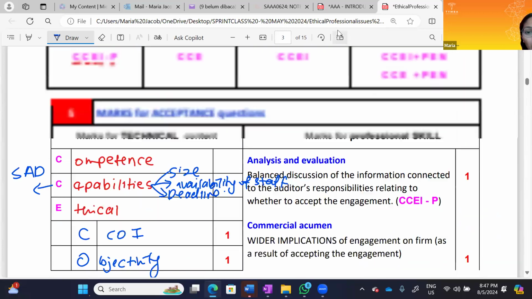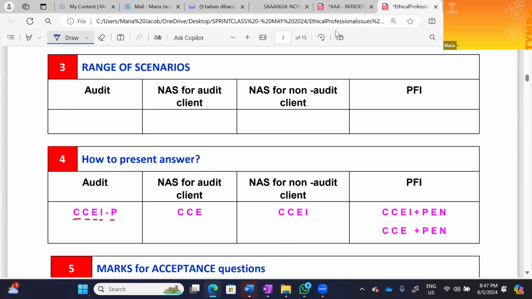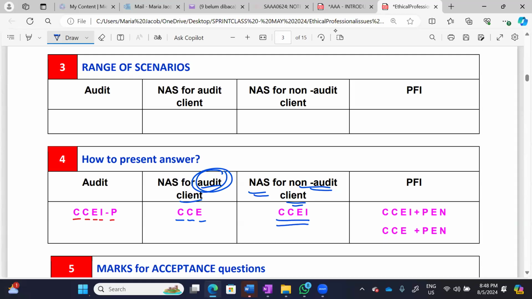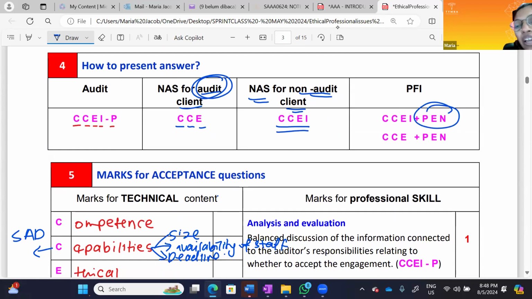Now very quickly, for non-audit services for an audit client, I will only look at CCE. I will not look at I, because integrity of the client I already evaluated when it is my audit client. For non-audit services for a non-audit client, I will look at CCEI. If it is a PFI question, I have an additional three items to consider, which we will discuss separately when I do non-audit services.